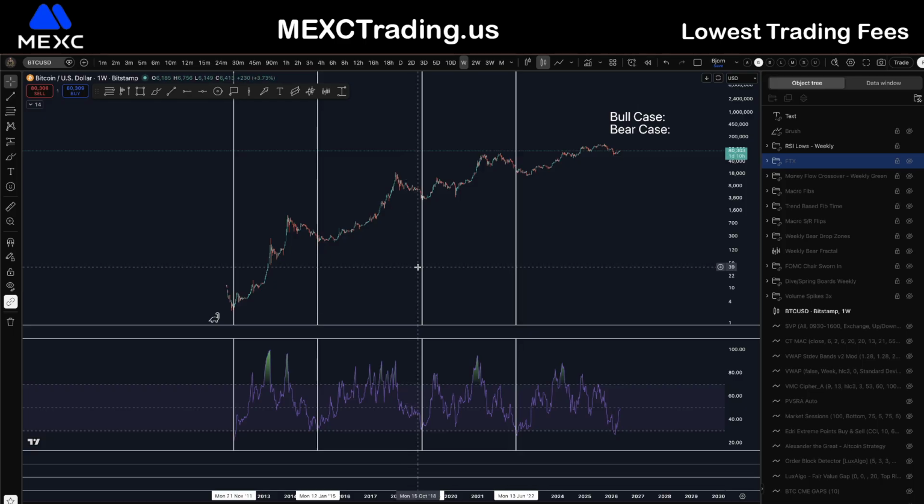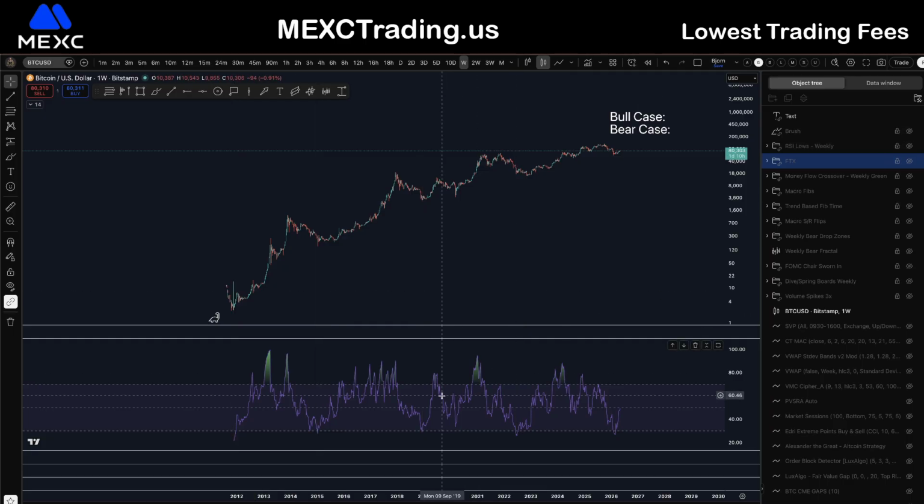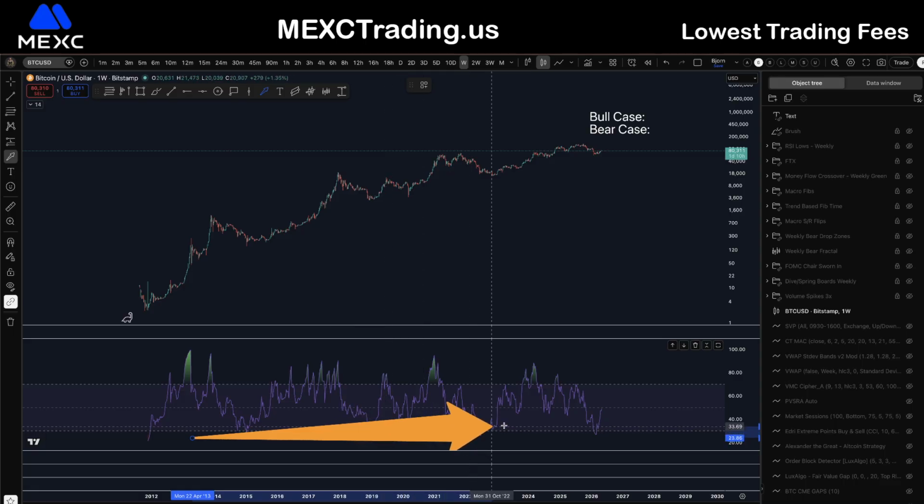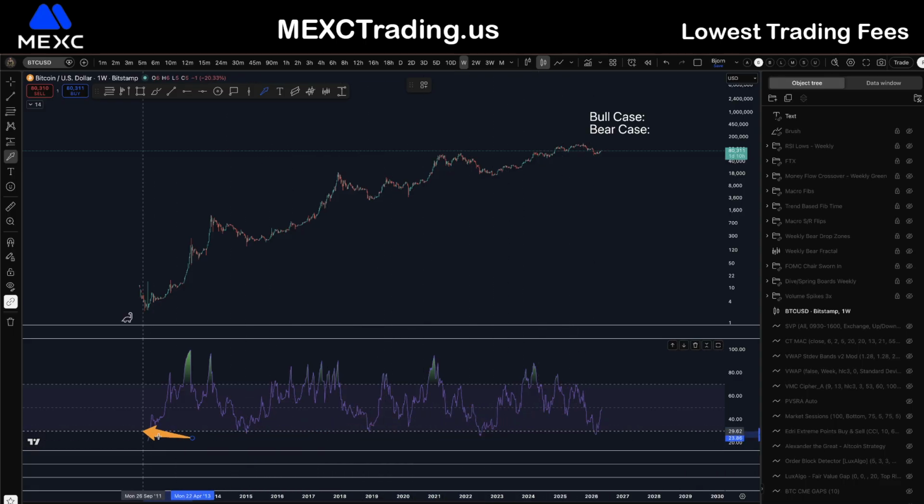Let's start out with the bull case here. Again, I'm on the Bitstamp chart. It has the most history for Bitcoin, and I'm on the weekly time frame. What I have marked out here, you can see at the bottom, I have RSI, the relative strength. And this bottom dotted line indicates the 30 line. Anything below that is considered very, very oversold. And you can see we have touched and dropped below the 30 line 1, 2, 3, 4, 5 times in the history of Bitcoin.